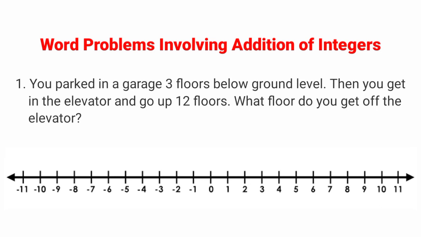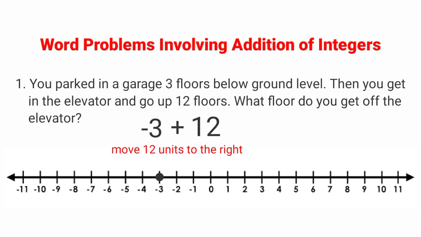We have here 3 floors below the ground. That pertains to negative 3. So let us locate negative 3 before we proceed. Then, from negative 3, we go up 12 floors. That pertains to positive 12 since it is above the ground. Therefore, we have to add positive 12 to negative 3 to get our final answer.